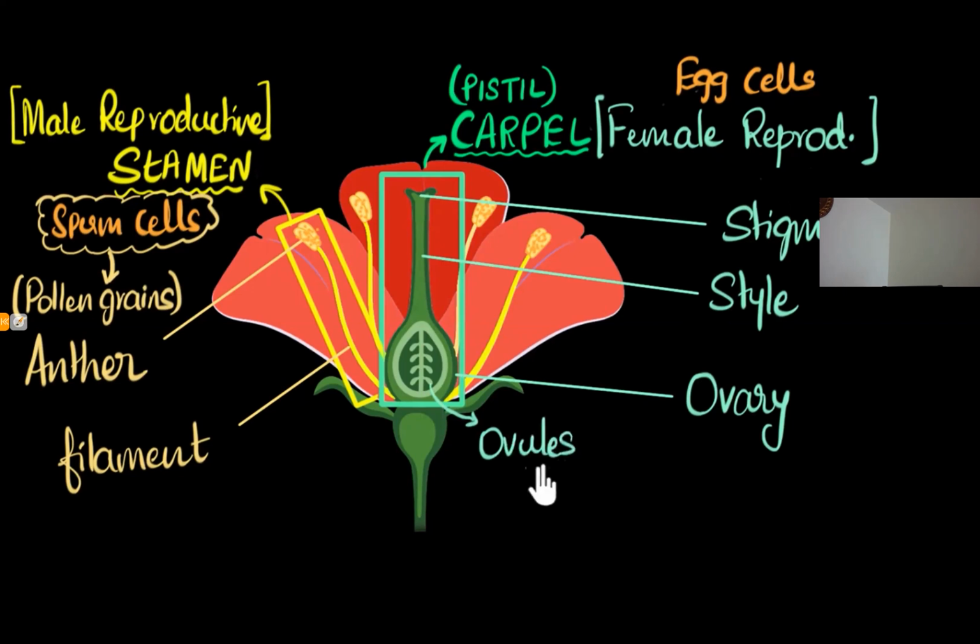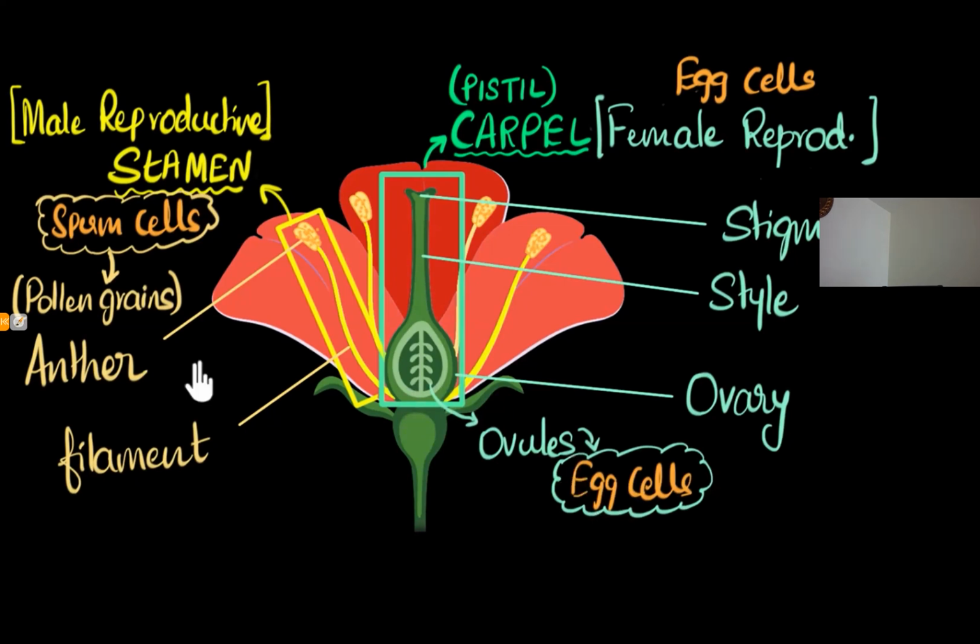And guess what? It's inside these ovules that you will find the egg cells. All right, so again, let me just write that over here. The egg cells are found inside these ovules. So if a flower has more than one ovule, as you can see over here, each ovule will have an egg cell.